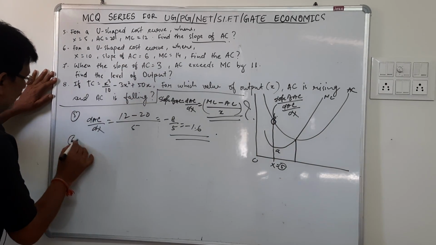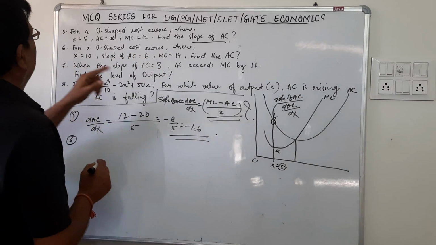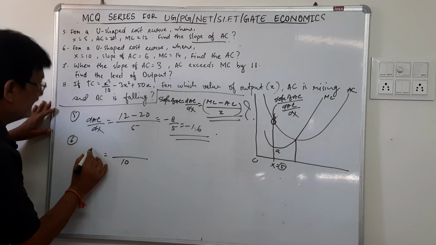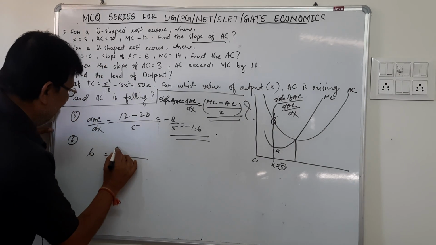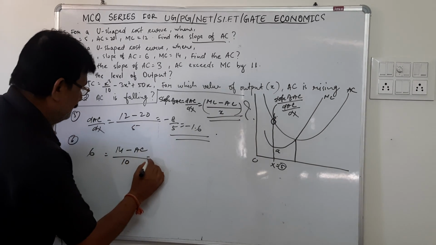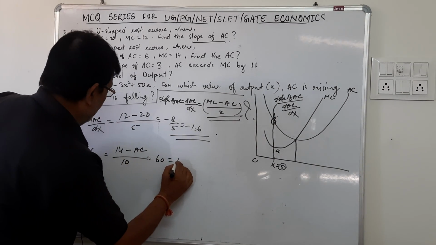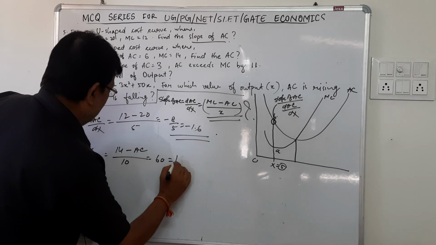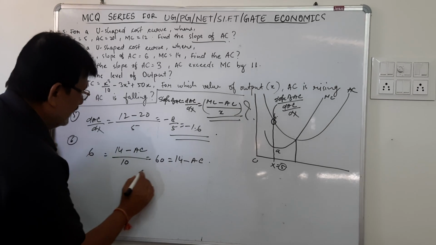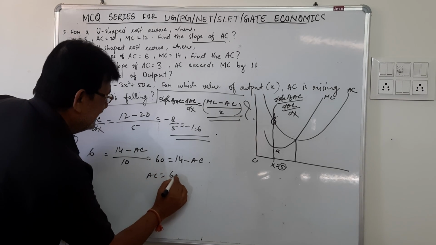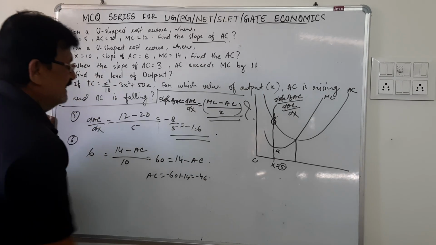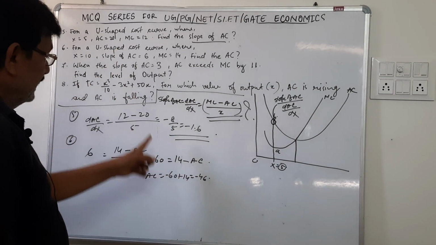Number 6. Numbers for a U-shaped cost curve. X is 10. Slope of AC is 6, MC is 14, then AC has been asked. So 60 is 14 minus AC. So AC is 60 minus 60 plus 14 minus 46. So this data is insufficient.